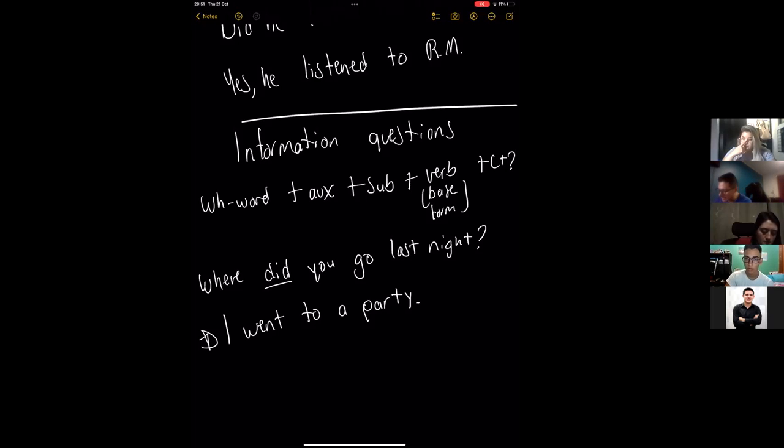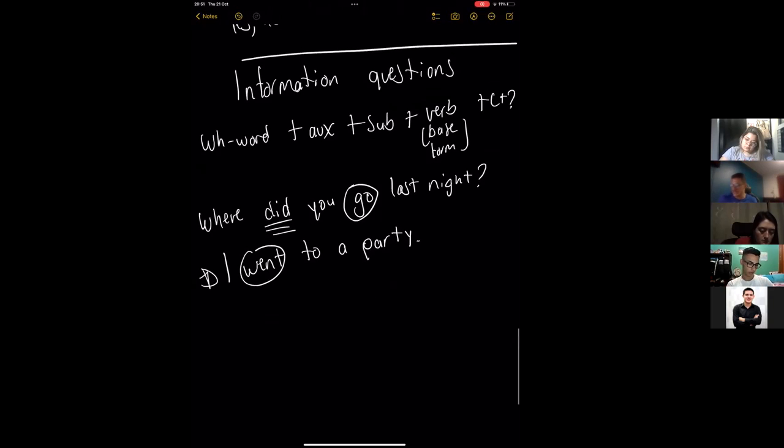Super simple. Again, very important. Look that I'm using went in the answer, but go in the question. Why? Because of the auxiliary. So, where did you go? I have did already. For that reason, I am going to keep the verb in the base form. And then in the answer, I change it to the past form because I don't have the auxiliary present in the answer.